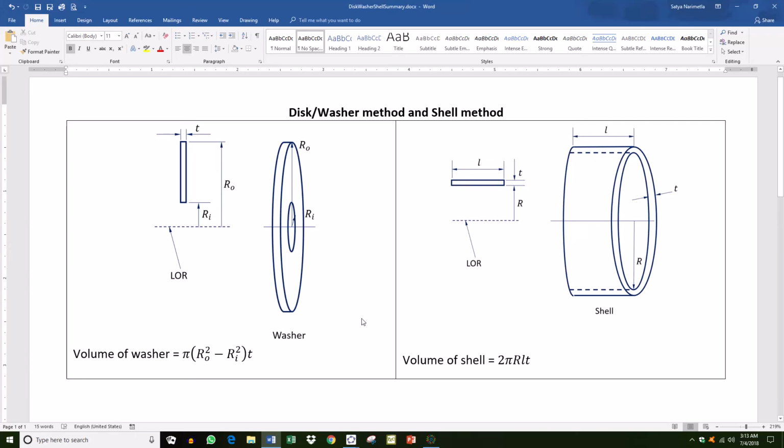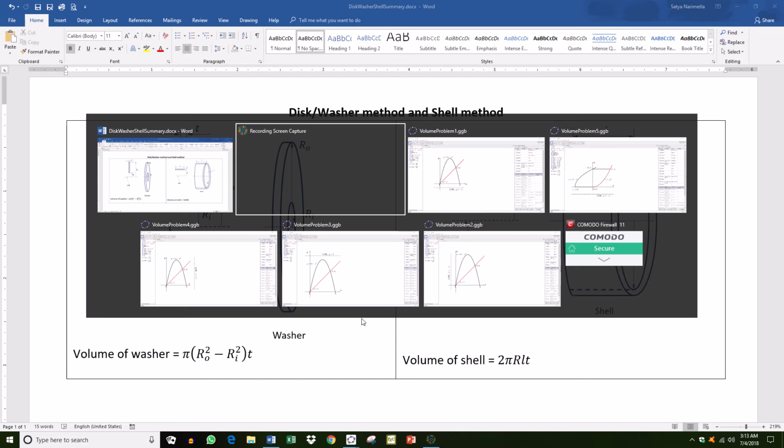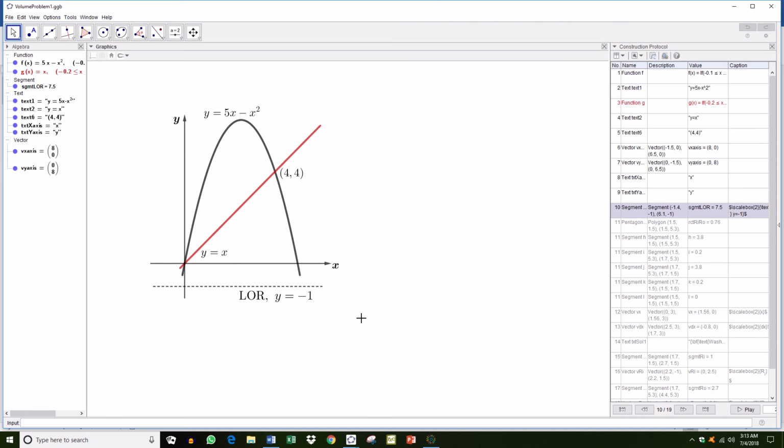Welcome to part two of Volumes of Solids of Revolution. In the second part, I'm going to actually solve quite a few problems. For example, the first problem that I'll solve is this one. I'll show you exactly how to work this out.